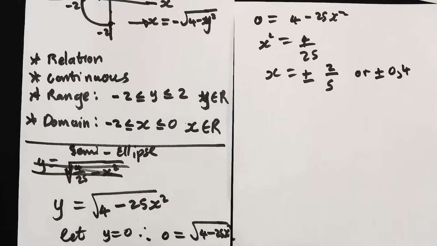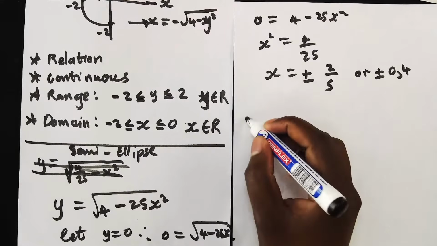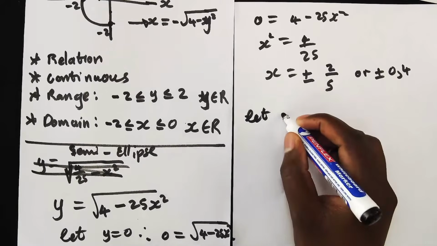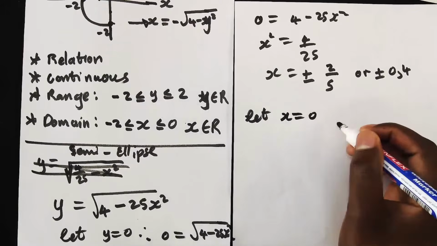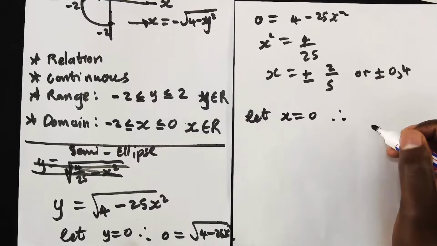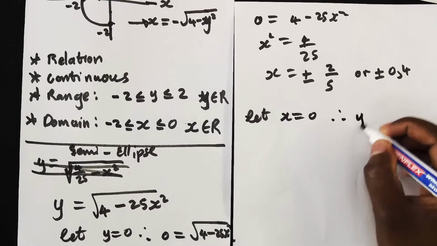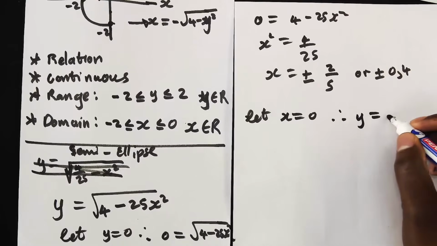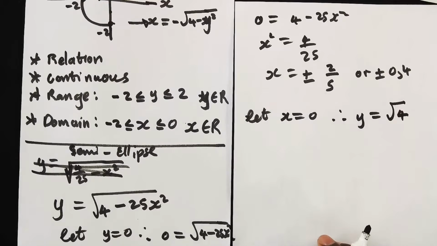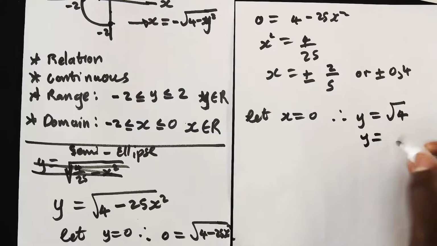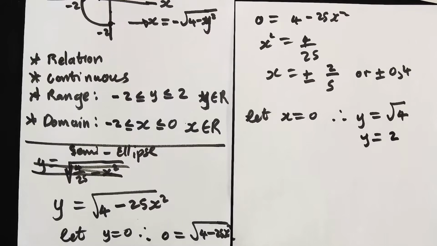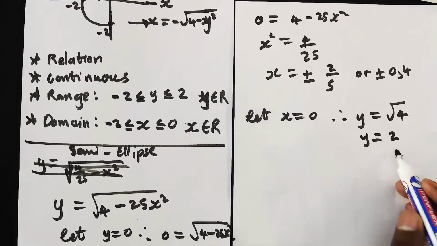So we need to find the y-intercept. Finding the y-intercept, we let x equal 0. If you let x equal 0, therefore, in this function that was given, y will be equal to, if x is 0, I hope you see there you have y, which is root 4. Therefore, y will be equal to 2. So with this one, we got two values of x. The other one, after letting x equal 0, we got 1 value of y.